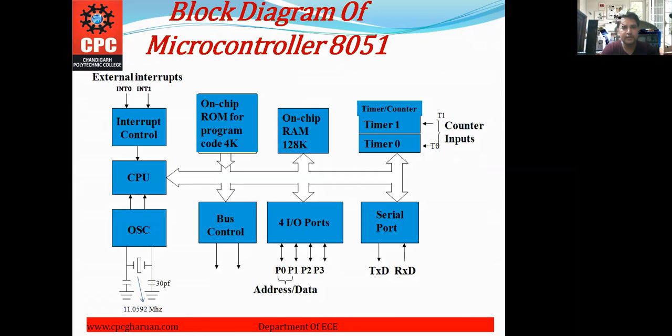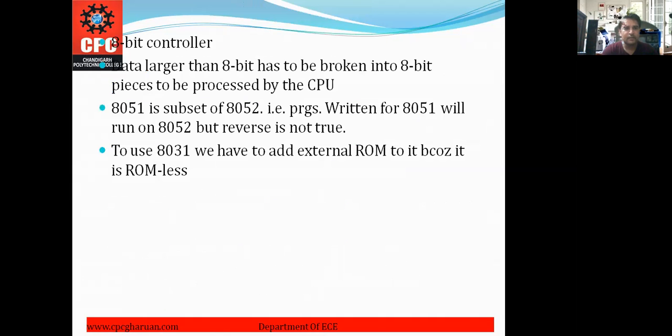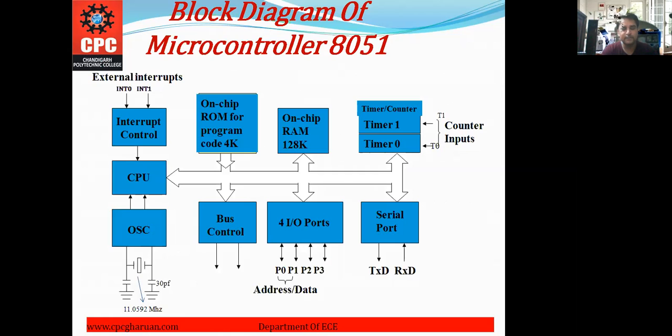Next, here comes the block diagram of microcontroller 8051. This slide shows the block diagram or architecture of the 8051. Interrupt control, CPU, oscillator, bus control, input output ports, serial port, timer, RAM, ROM. All these make the block diagram or architecture of the 8051. Now we will study one by one all these blocks in detail.